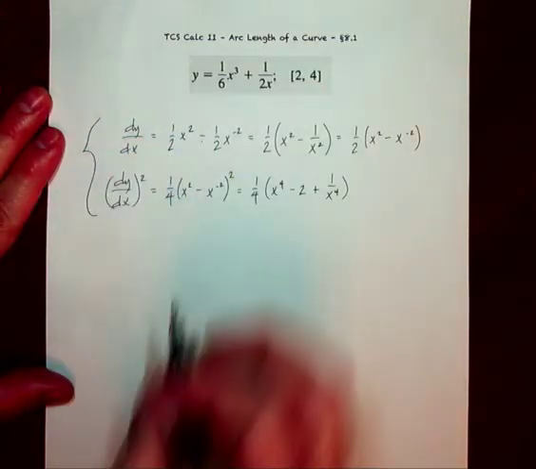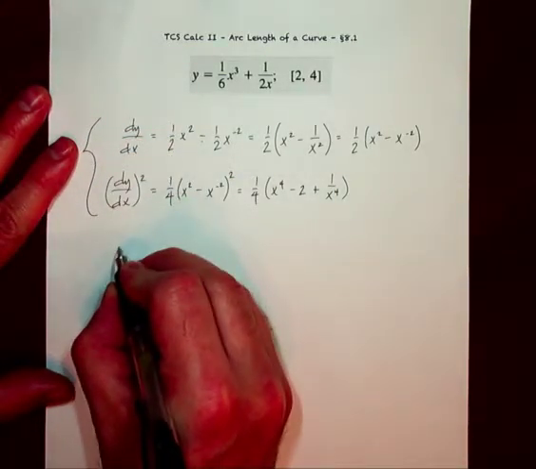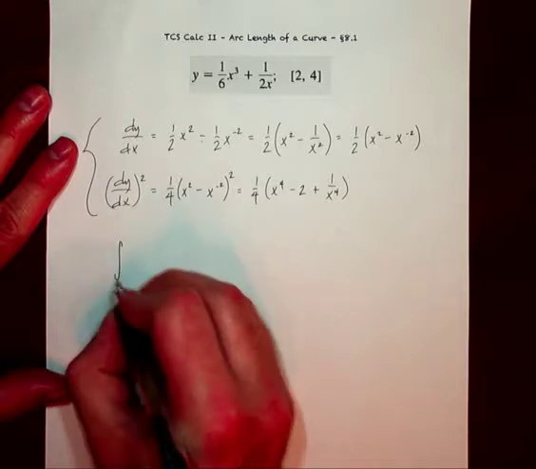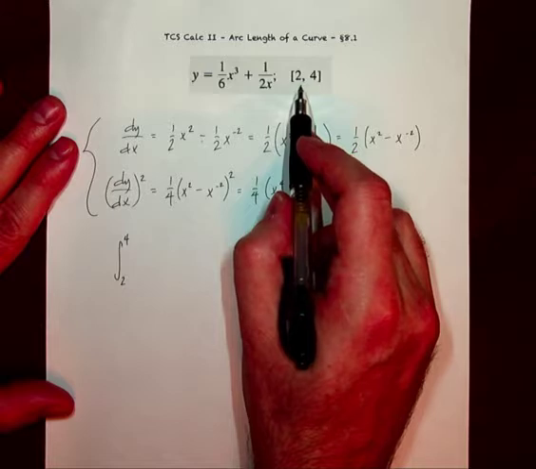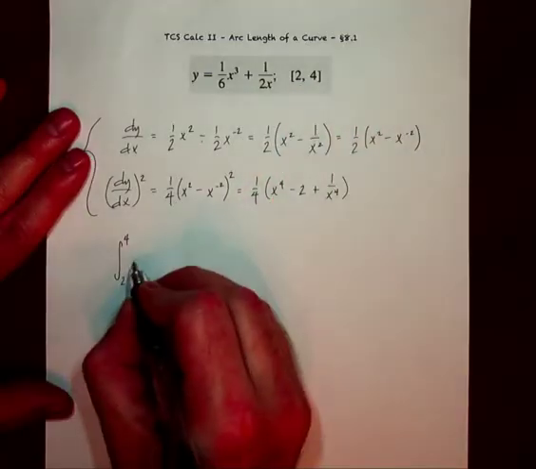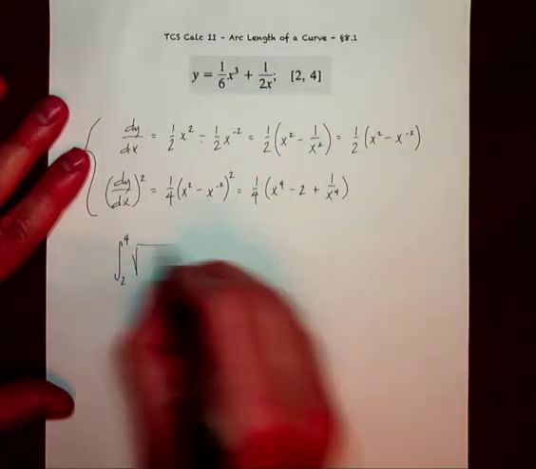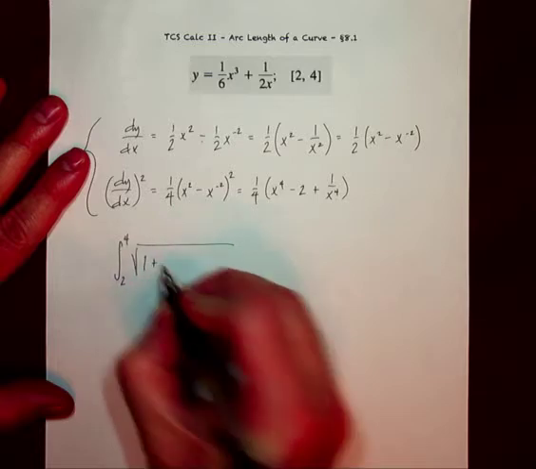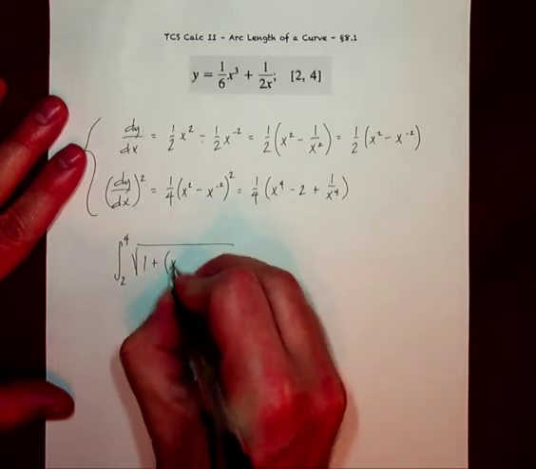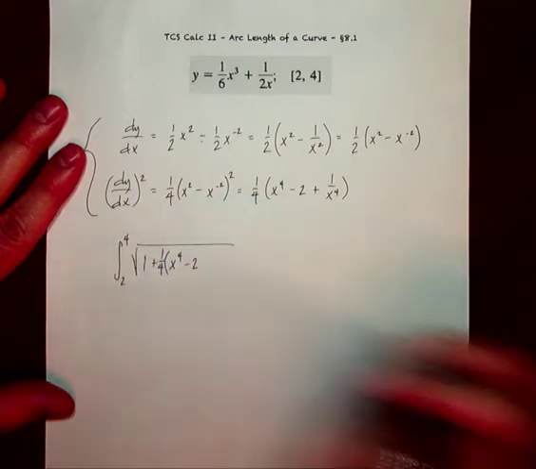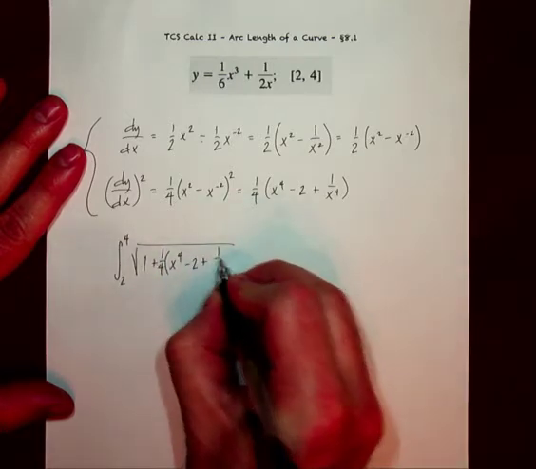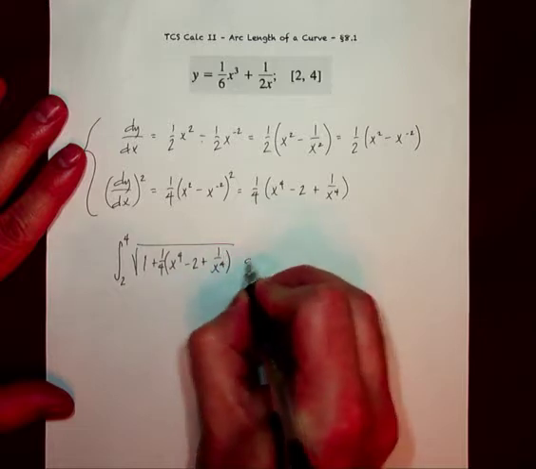Okay, now I've done a little bit of preliminary stuff. Let's go ahead and plop it into our integrand, into our formula. So we have 2 to 4, right? That's the interval we're focused on. And we get the square root of 1 plus 1/4 x to the 4th minus 2 plus 1 over x to the 4th, dx. Sorry, I forgot that 1/4 right there. Very, very important.